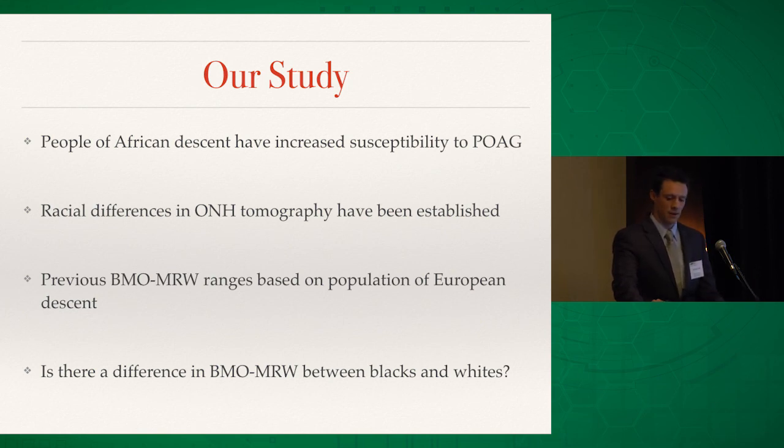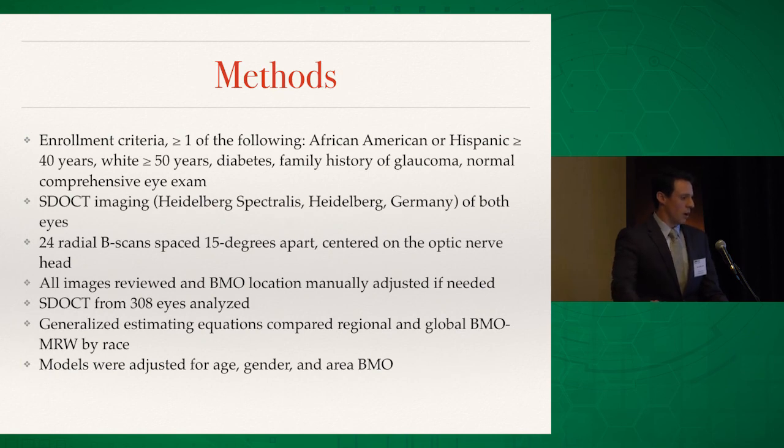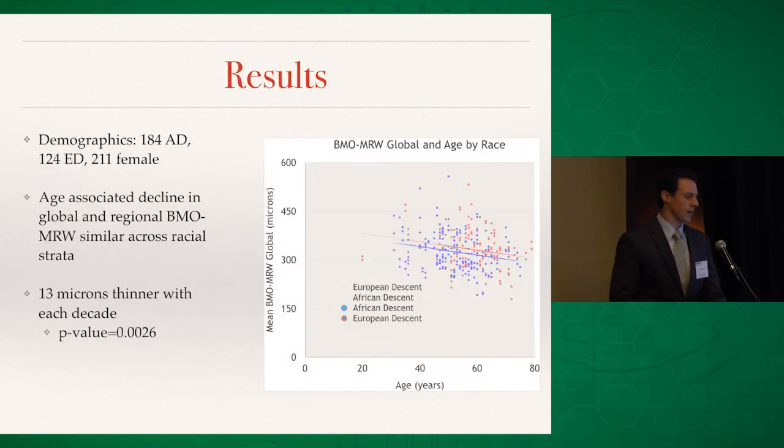population of European descent. So using the EQUALITY study, we were able to obtain OCT scans of normal eyes. These are patients that did not have a history of glaucoma and did not have glaucoma on their comprehensive eye exam. And using OCT, we had 24 radial B scans that were spaced 15 degrees apart for 48 BMO points on the optic nerve head. All the images were reviewed, and then the BMO location was manually adjusted if we needed, and then we adjusted for age, gender, and BMO area.